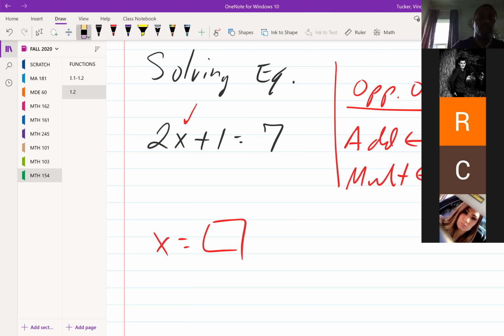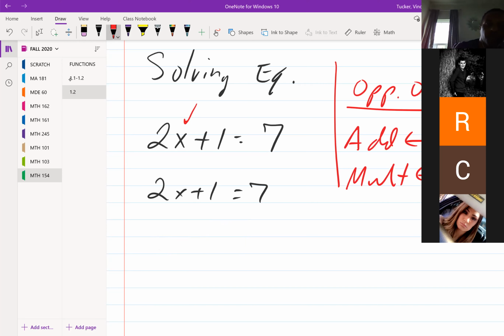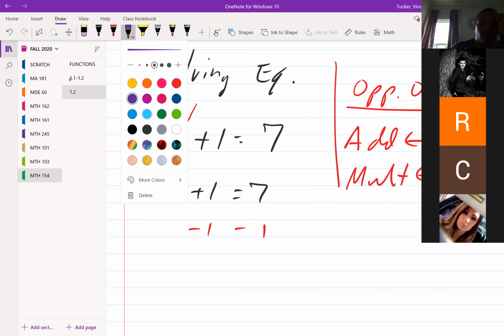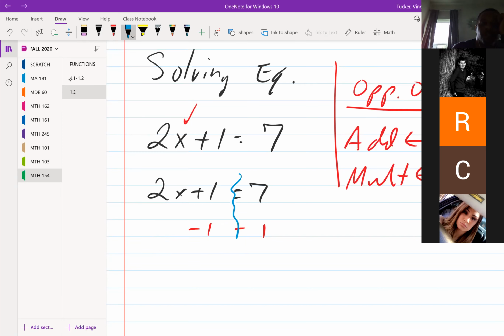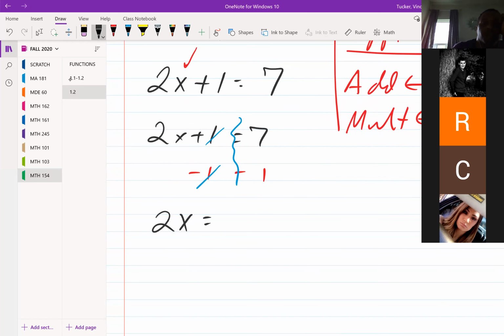So if you want to get x by itself, you need to undo what's being done to x. So you have 2 times x plus 1. The first thing you should do is go ahead and subtract 1. And don't forget you have an equal sign, which separates your equation into left side and right side. Whatever you do to one side of your equation, you have to do to the other in order to keep your equivalency. So I subtracted 1 from both sides of the equal sign. That leaves me with 2x equals 6.